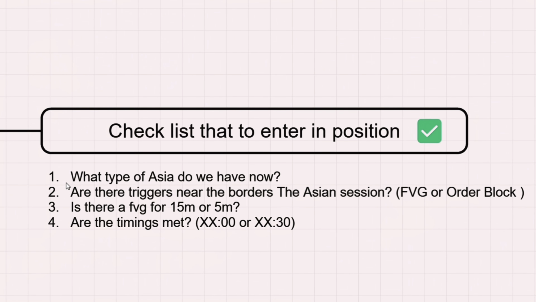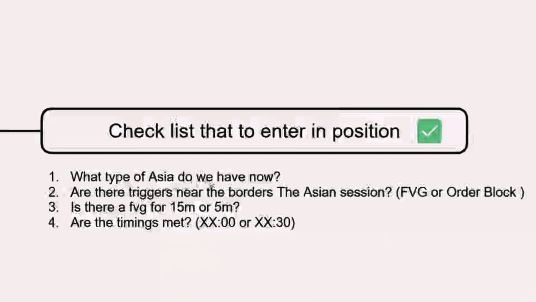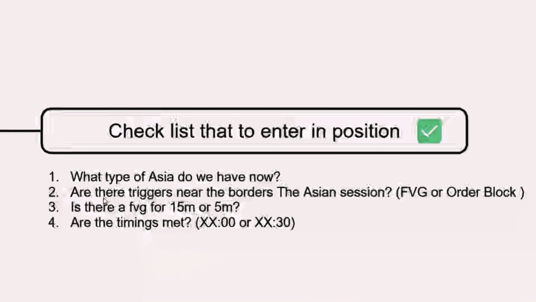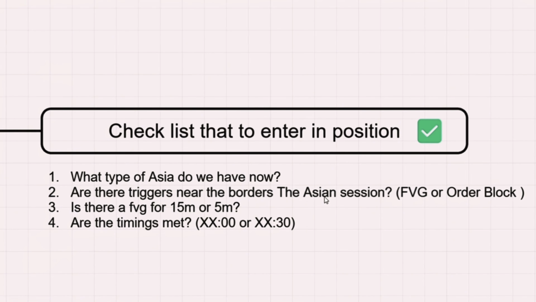And I want to share with you a checklist to enter a position. First of all, what type of Asia do we have now? If you don't identify the type of Asia, then wait. The second is, are there triggers near the borders of the Asian session.